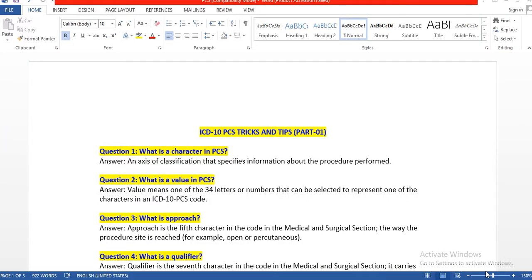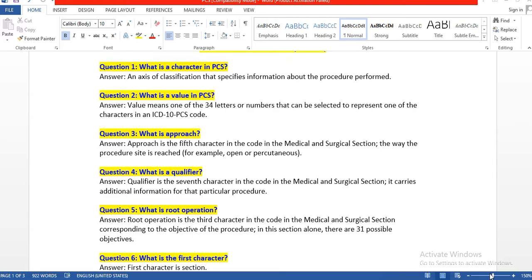So today our topic is ICD-10 PCS tricks and tips part 1. Question 1. What is a character in PCS? Answer. An axis of classification that specifies information about the procedure performed. Question 2. What is a value in PCS? Answer. Value means one of the 34 letters or numbers that can be selected to represent one of the characters in an ICD-10 PCS code.